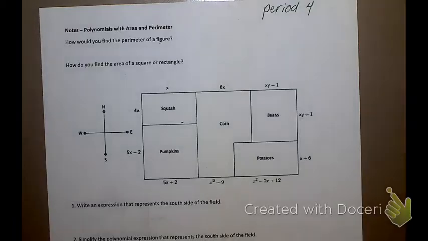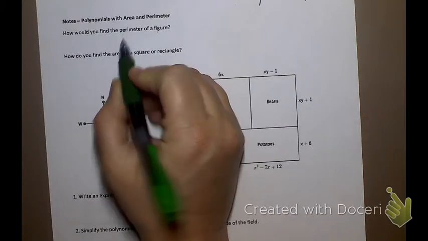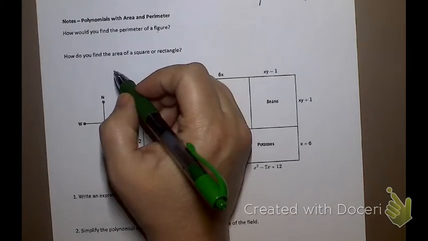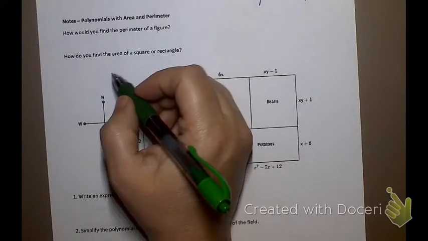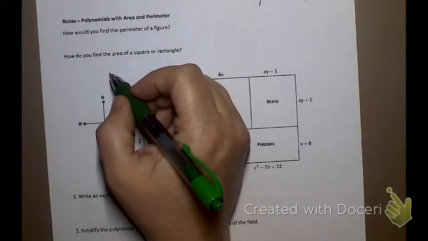All right, so we're talking about perimeter and area. And my question is, right up at the top here, how do you find the perimeter of a figure? You look at the outside. So for example, if you were to walk around the perimeter of the basketball court, where are you walking?